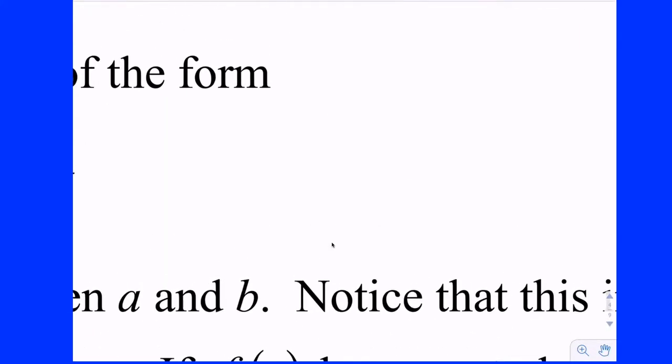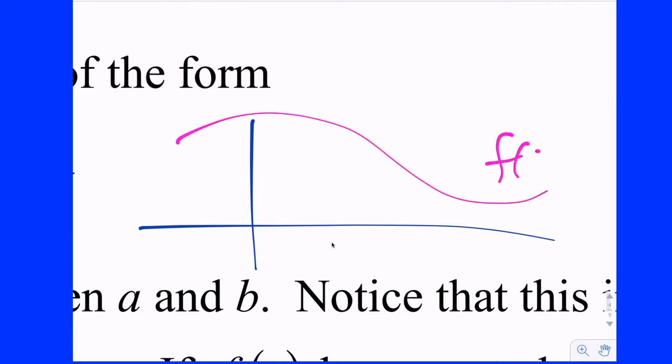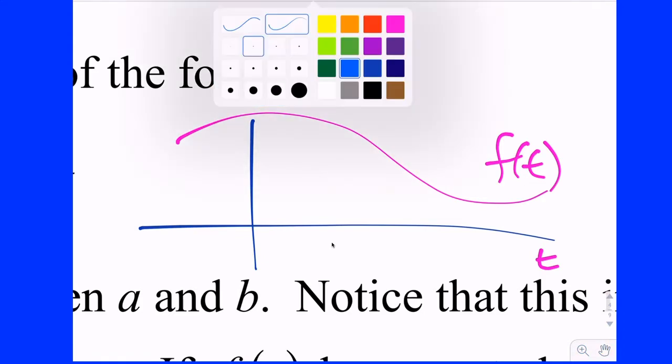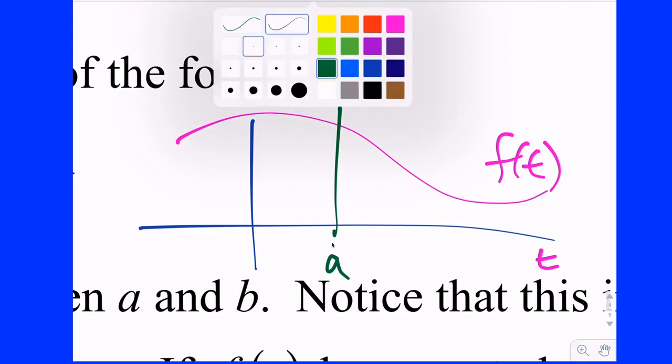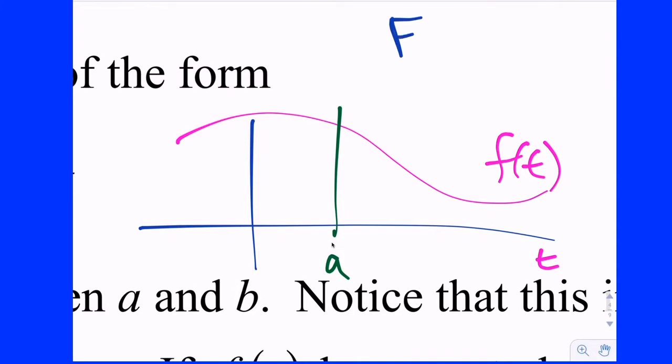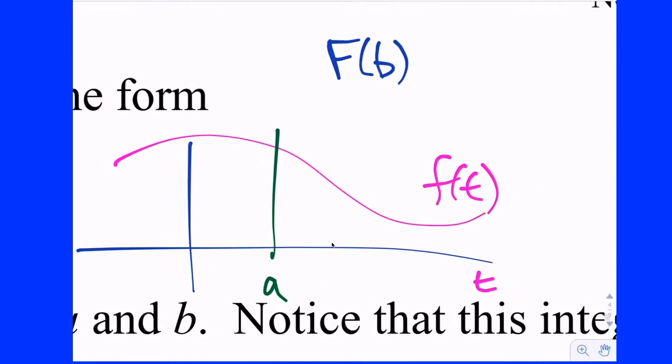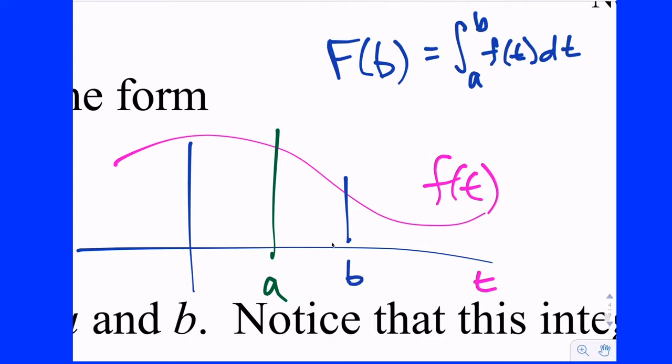So if you want to think about what that looks like, for instance, let's have a graph that looks like this. And we'll call that f of t, and we'll call that the t-axis. Let's say that my a value is this right here. We're starting here at x equals a. If I want to know what, let's say, big F of b is, well, big F of b now is going to be the integral from a to b of f of t dt. So b might be right here. And so we would define F of b to be the area of that region, and it would be some positive number.